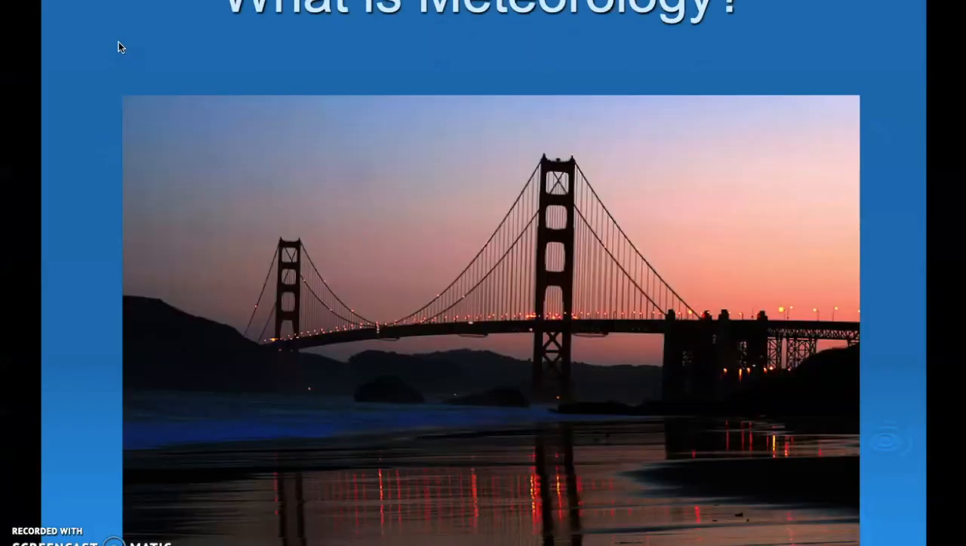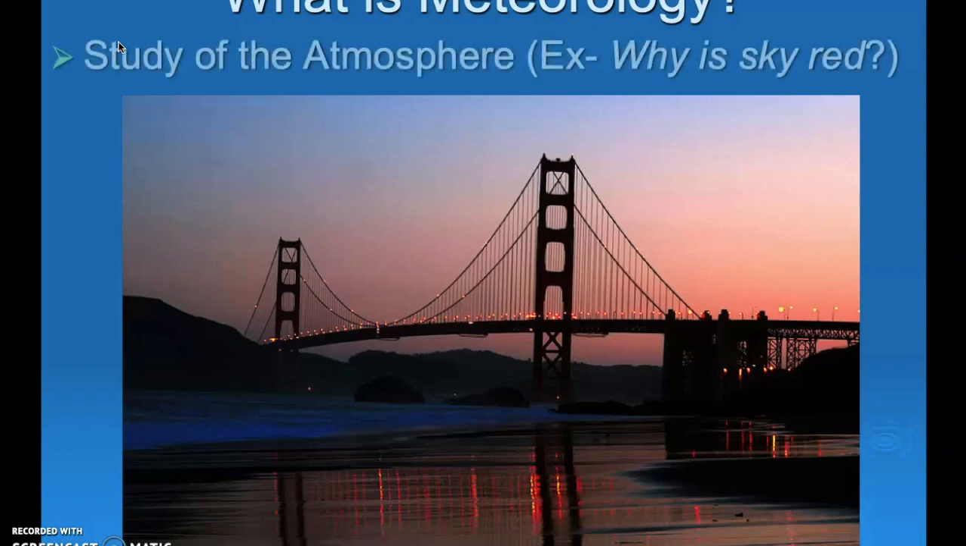All right, moving on. So, what exactly is meteorology? Well, we talked about this at the beginning of the lecture, and that's the study of the atmosphere. So, a meteorologist would study any changes that are happening in the atmosphere and the conditions which affect the atmosphere. A question that someone studying the atmosphere would want to know is, why is the sky red? And we'll talk about that later on in this lecture.